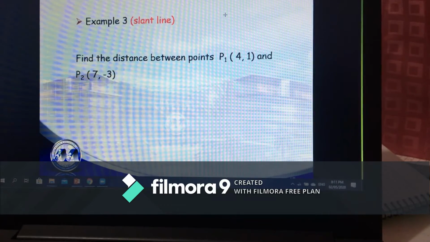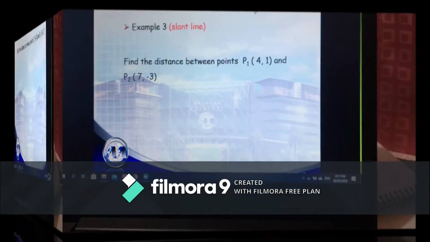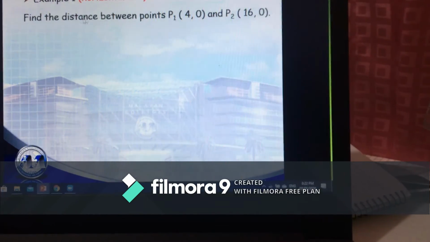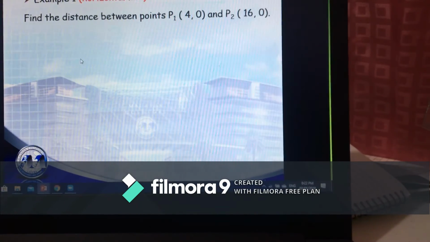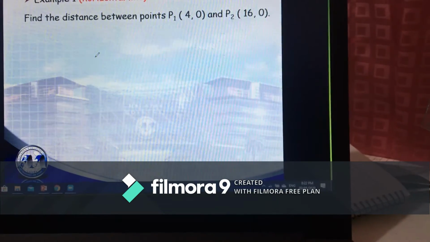Anong answer mo? 5. So the answer is 5. For example, this one. So using the formula, we are asked to solve for the distance between 2 points, P1 and P2. So ano yung formula natin? You can use the slant formula, ha?